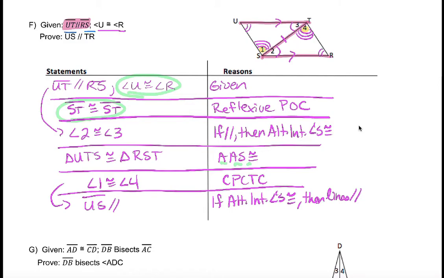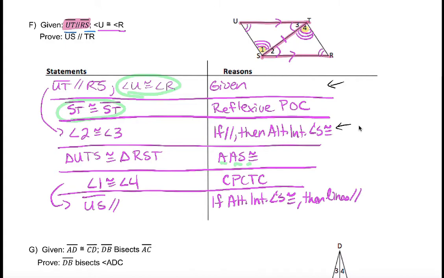So that would be the normal method for people to do proof F here. The alternate method for this would be to use angle U and R from the given, angle 2 and 3, using that if parallel then alternate interior angles congruent. So if you used your given and you used the third line here, from there you could find out that angle 1 and 4 are congruent by the third angles theorem.